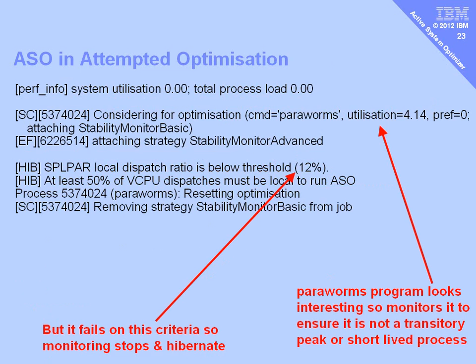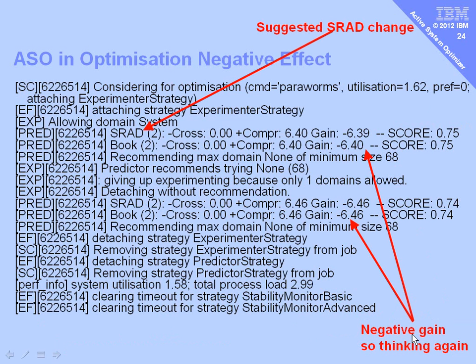Later on, I've started my parallel worms program that regularly updates the same piece of memory from the different threads. We can see at the top that it's switching on this stability monitor basic, so it's going to check is this running for a long time, and then it switches on the advanced monitor. It then decides later on that it's not a busy enough program to warrant tuning, so it's going to then disconnect those monitors. So later on I try running the ParaWorms with lots more threads, and we see in the logs here it's giving it a further go.